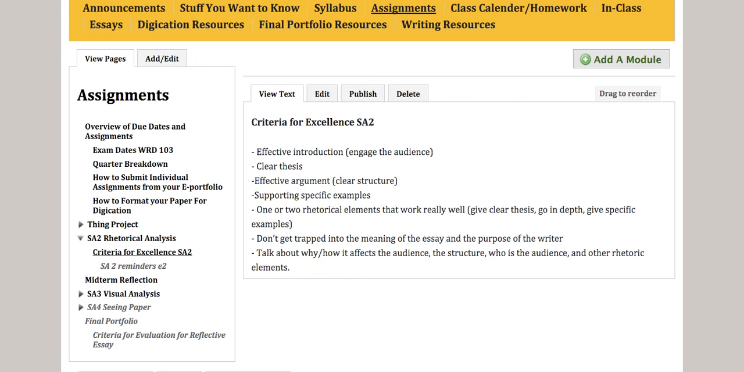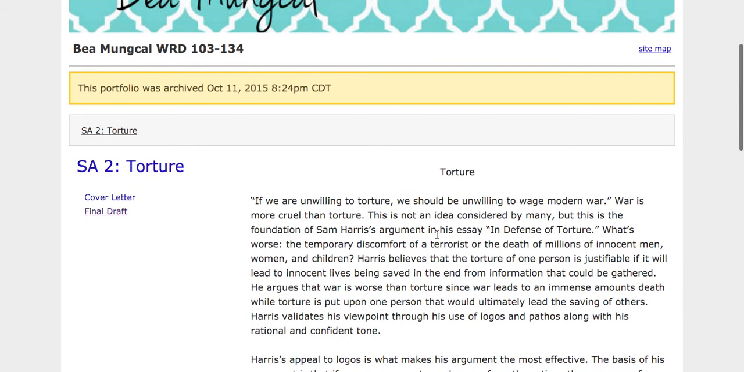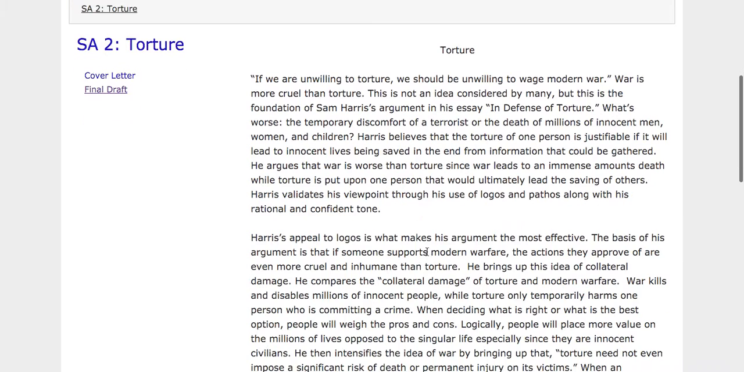So whenever we start this, we generally go to the criteria for excellence. Here we're looking for an effective introduction, a clear thesis, a clear structure to how you're laying out your argument, specific examples to support the assertions you're making, a fairly narrow scope in terms of the rhetorical elements you're looking at, and not getting trapped into what the person is arguing, but rather what you're arguing, which is rhetorical effectiveness as well. I'm seeing a lot of that in this paper.